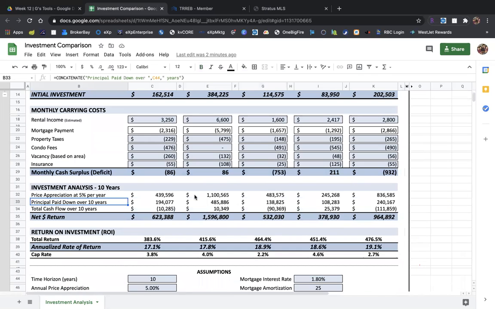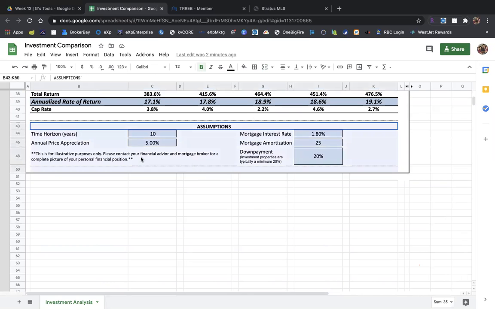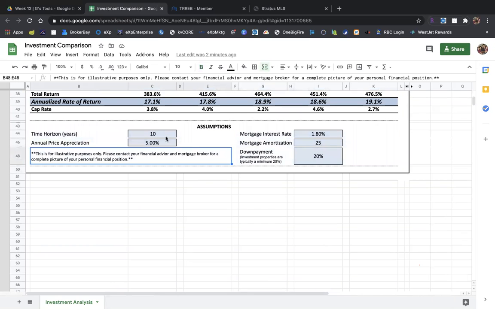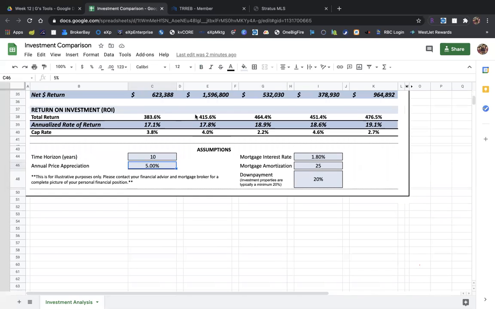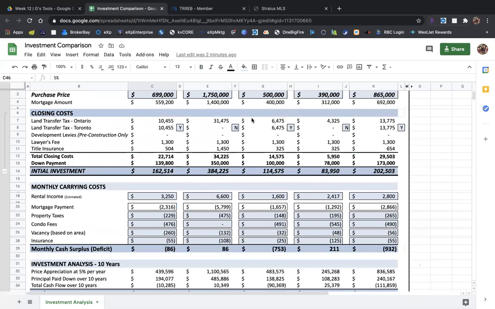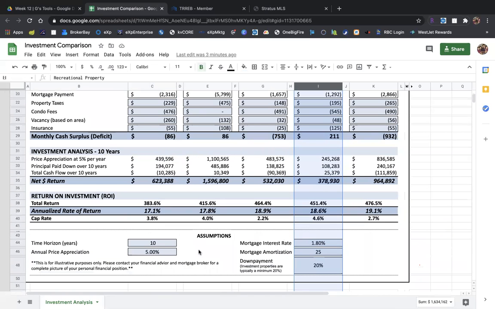Now, actually, before I jump in there, guys, I forgot to do this. So the assumptions here, we're looking to hold these properties for 10 years. We're doing that 5% price appreciation. Now, the only thing is, I'm assuming the same price appreciation regardless of the area. Okay, so the tool assumes Toronto is going to appreciate the same as Cottage Country, which is not true, but that's why we're doing 5% historically. That's probably okay.